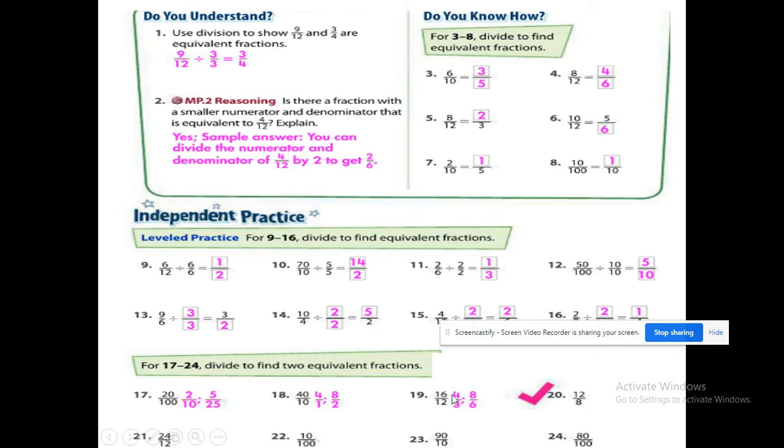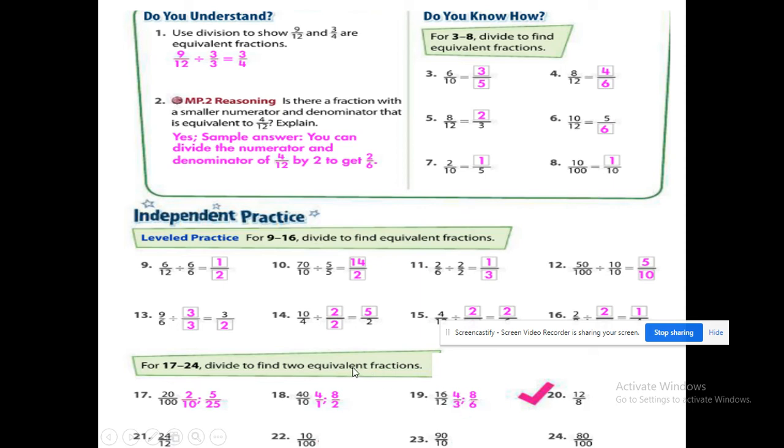Number 19, 16 over 12. Here I'm thinking to divide the 16 by 4 and the 12 also by 4. 16 divided by 4 is 4. 12 divided by 4 is 3. So I got an equivalent fraction by dividing the numerator and the denominator by 4.